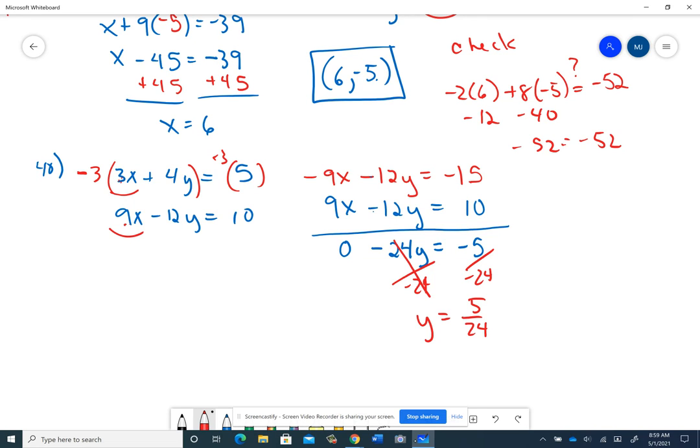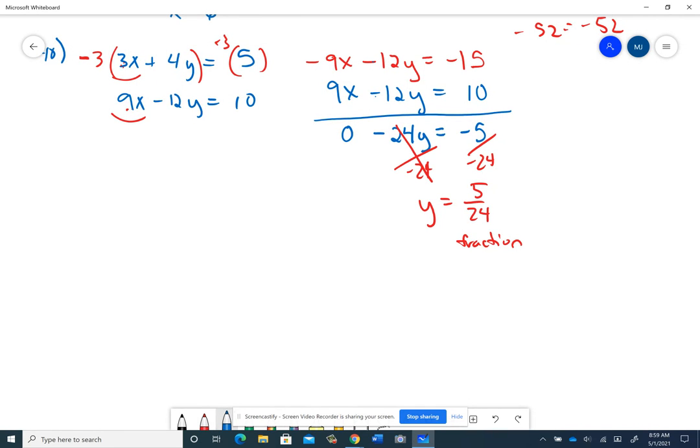Now, if I did like I did on the other problem, I would take 5/24, pick one of these equations and just plug it in for the y and work out what the x is. Okay, but if you get a fraction, remember the idea of going back to the original problem and just eliminating the other variable. Okay, so I could just eliminate the y.